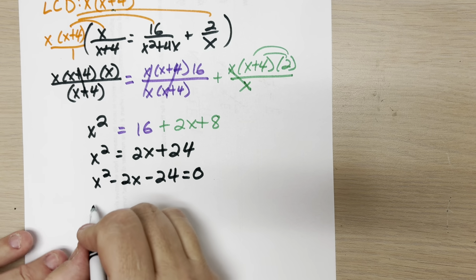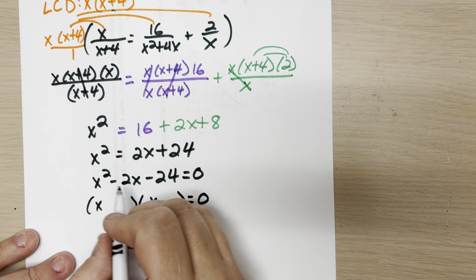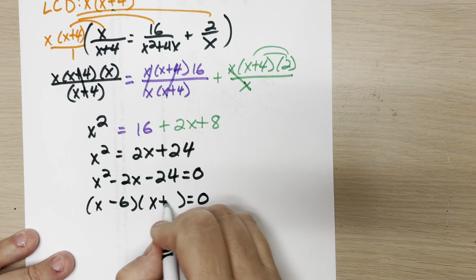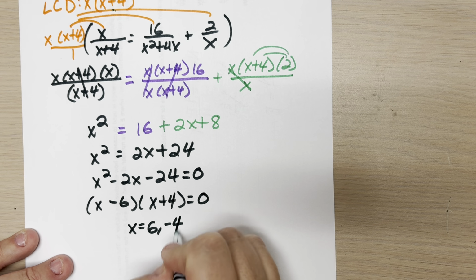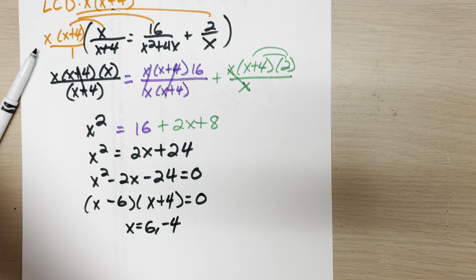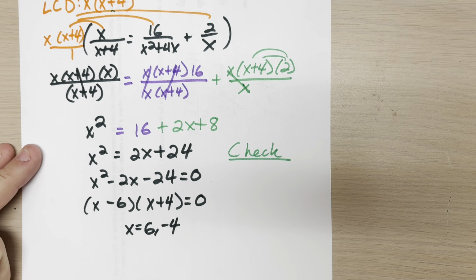So I'm looking for the factors of negative 24 that add to negative 2. So I'm thinking negative 6 and positive 4. Okay, so my solutions are going to be 6 and negative 4. All right, last thing we've got to do is check this nonsense to see if it works.